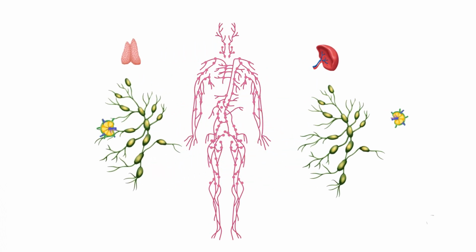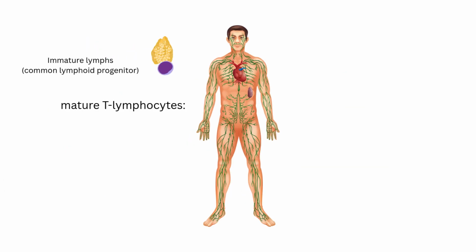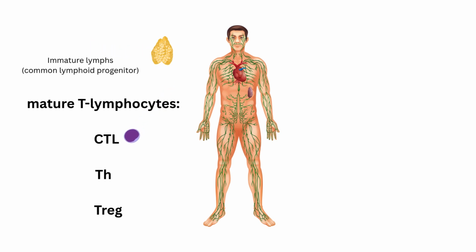Lymphocyte precursors migrate to lymphoid tissues and lymph nodes, thymus, spleen. Immature lymphs, such as the common lymphoid progenitor cells, migrate to the thymus to develop and differentiate into mature T lymphocytes, which includes three main types. The first type is the cytotoxic lymphs, CTL, also known as a killer T cell, also known as CD8 positive T cell, a potent weapon that recognizes and destroys virus and some bacteria infected cells and some cancer cells as part of a cell mediated adaptive immunity.